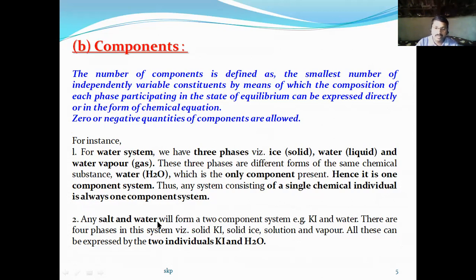Again, any salt and water will form a two component system. That is, if potassium iodide is dissolved in water, then there will actually be two components. If they are soluble, they may form a homogeneous phase, but the components are two. There are four phases in the system, that is solid potassium iodide, solid ice, water, and water vapor. All these can be expressed by two individuals, that is potassium iodide and H2O.